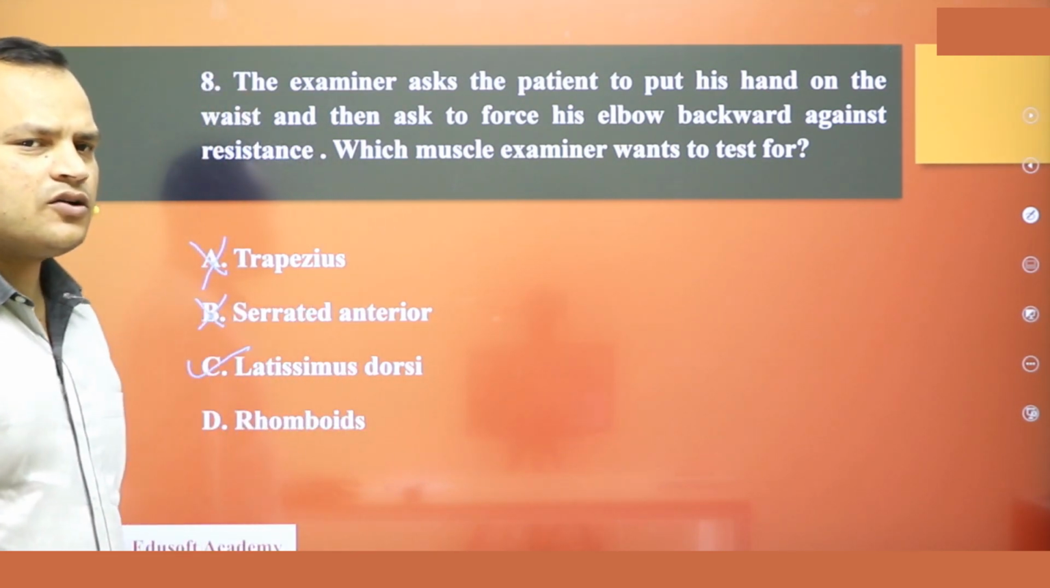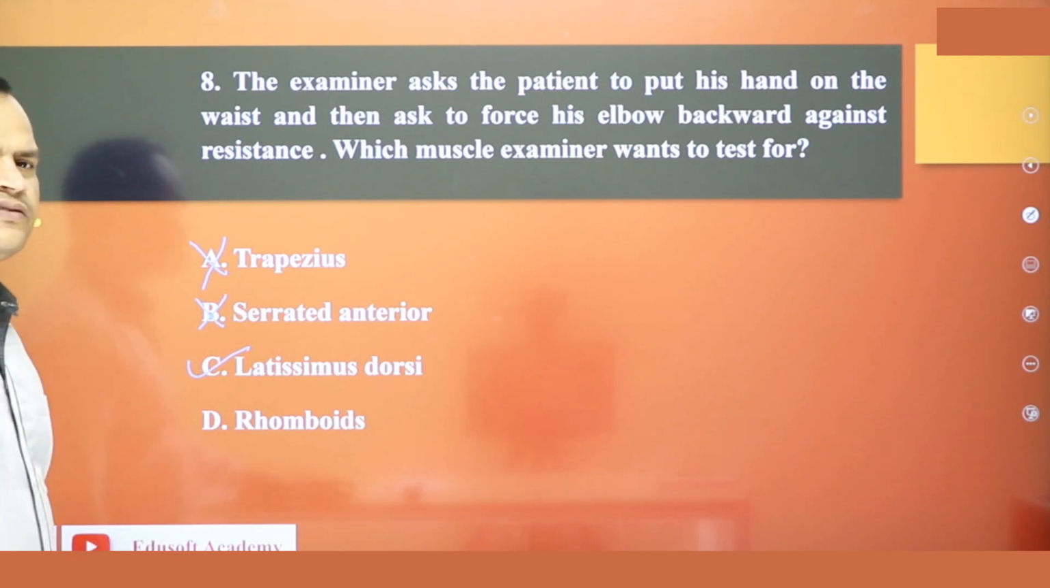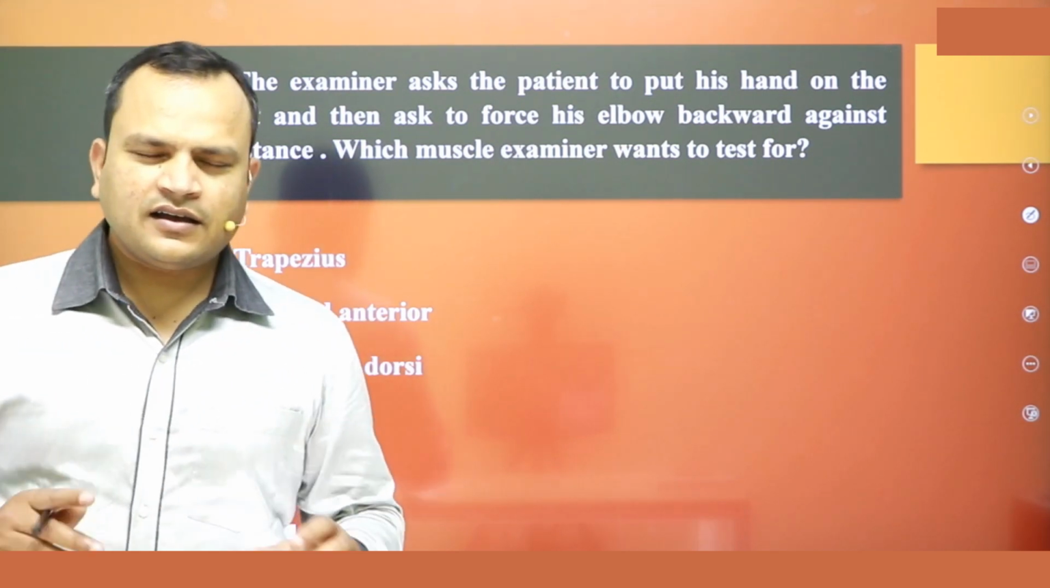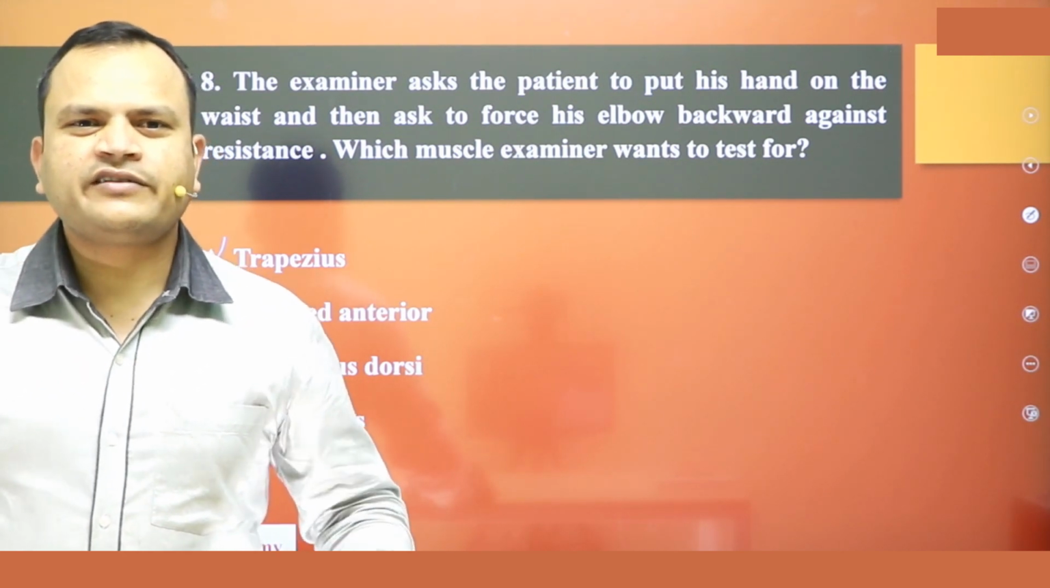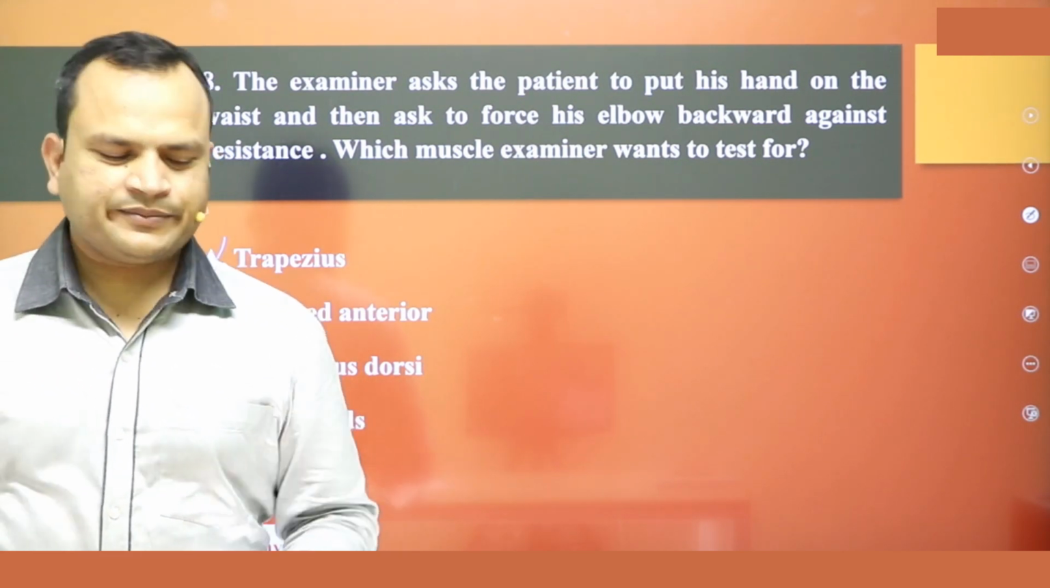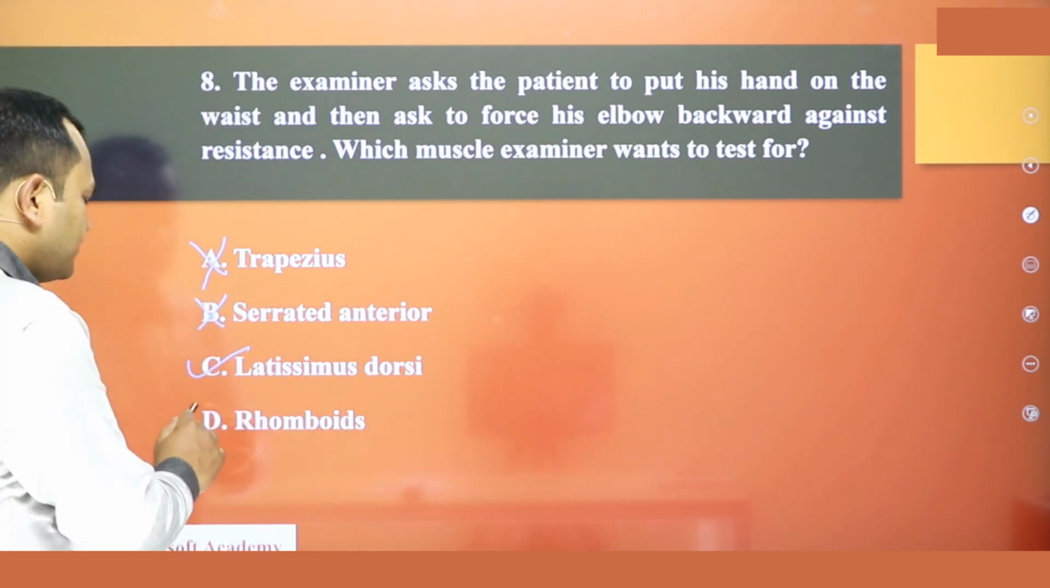Now coming to the rhomboids, it usually arises just between the spine and the medial margin of the scapula, and it is usually for retraction of your scapula. So even this is not the right answer.